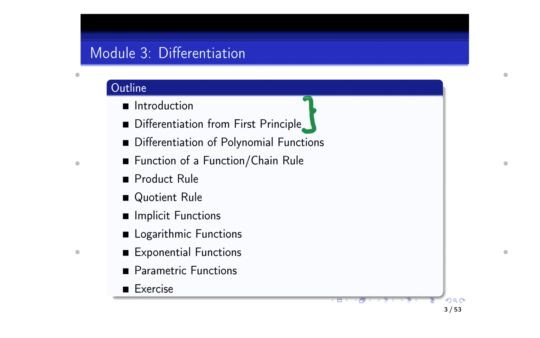Then the next one will be on differentiation of polynomial functions and function of a function, which is also known as chain rule. Then another video will be on product rule and quotient rule. And then a fourth video will be on implicit functions, logarithmic functions, exponential functions, and parametric functions. And then, of course, you have exercises to go with each one. So this is the module 3.